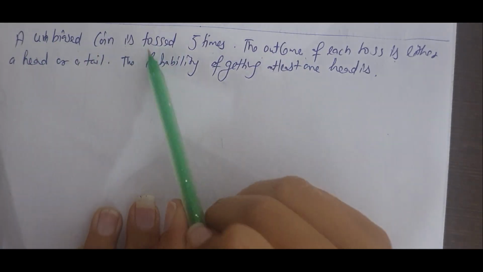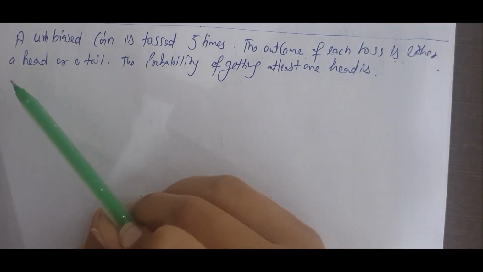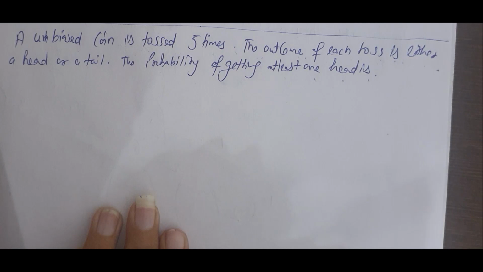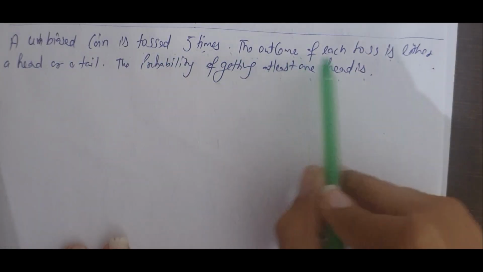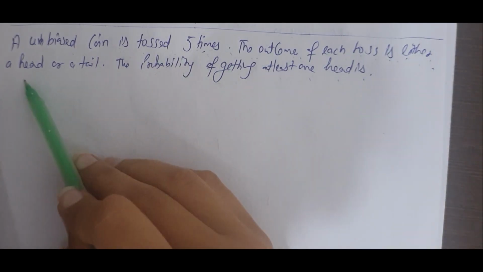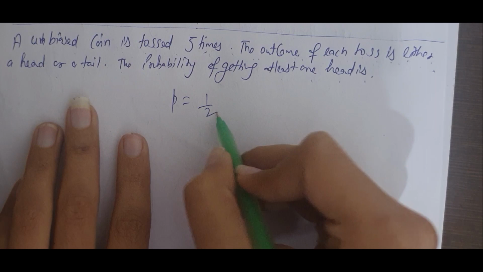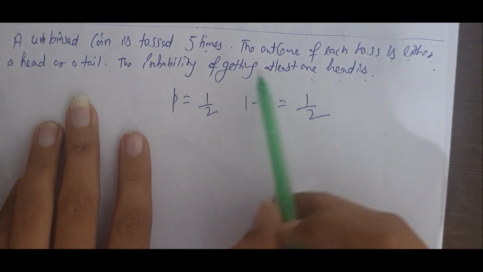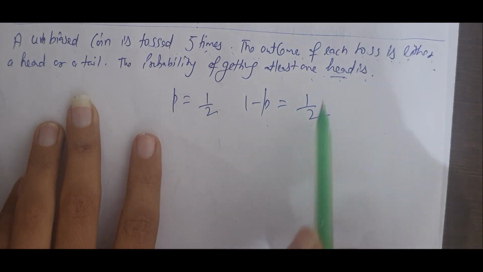An unbiased coin is tossed 5 times. The outcome of each toss is either a head or tail. Probability of getting at least one head is. Now, an unbiased coin is tossed 5 times. The outcome of each toss is either head or a tail. Then p is 1 by 2 and q is 1 by 2, because they are saying probability of getting head, so p is 1 by 2 and q is 1 by 2.